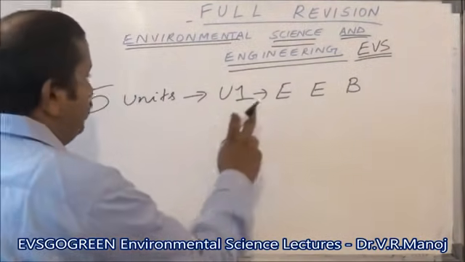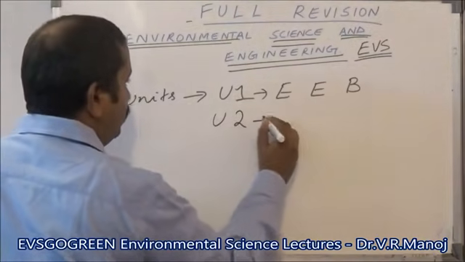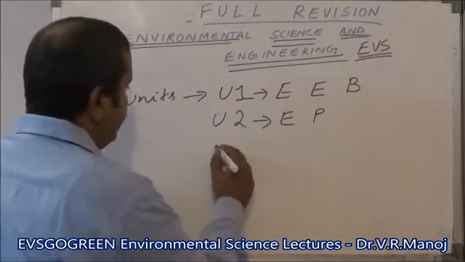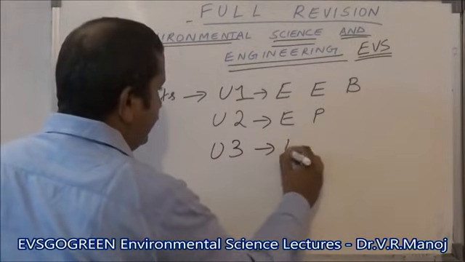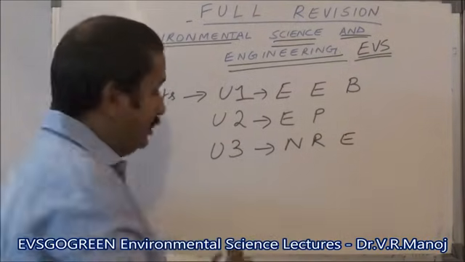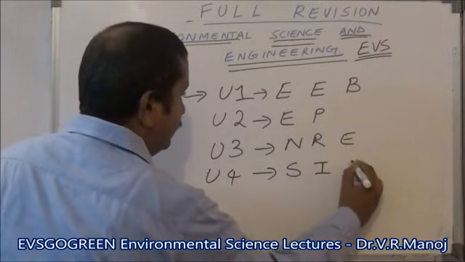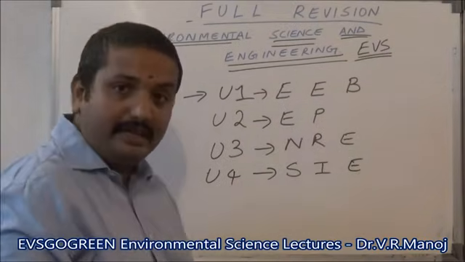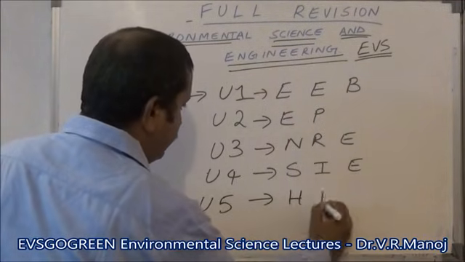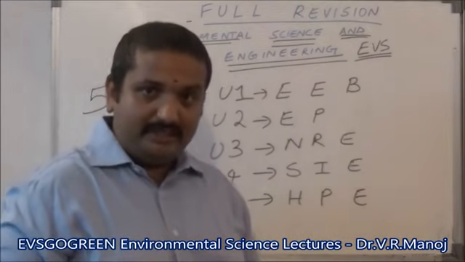Okay. So first unit is Environment, Ecosystem and Biodiversity. Unit 2 is Environmental Pollution. Unit 3 is Natural Resources and the Environment. Unit 4 is Social Issues and the Environment. Unit 5 is Human Population and the Environment. Okay.